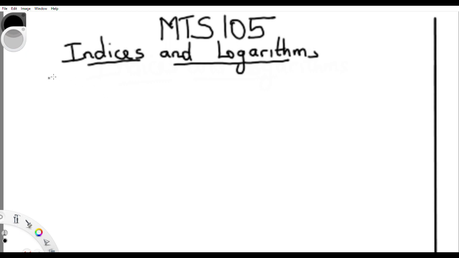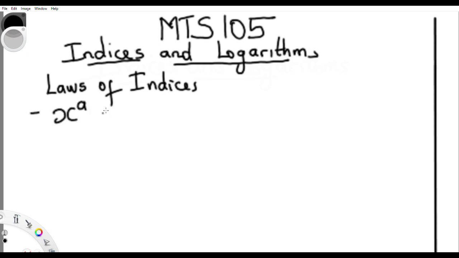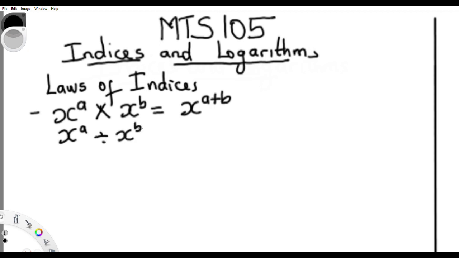I want to believe we all know the laws of indices. Just for the sake of understanding, let us remind ourselves. The first one, x raised to the power of a multiplied by x raised to the power of b should be x raised to the power of a plus b. Then x raised to the power of a divided by x raised to the power of b gives x raised to the power of a minus b.